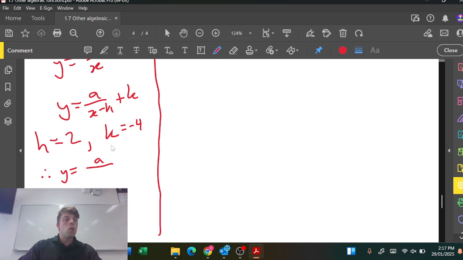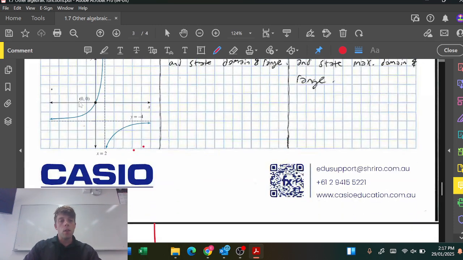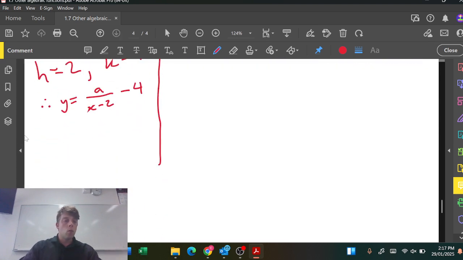Let's put those two facts together, and now we can say that the equation must be of the form y equals a over x minus 2, minus 4. We need to be careful with these negative signs, because we know for a fact that this is a negative sign associated with the h. Now, to find the answer, all we need is to figure out what a is equal to. We're going to use the final piece of information, this point here, 0, 0. So we will use 0, 0 to find a. Let's substitute it in: 0 is equal to a over 0 minus 2, minus 4.